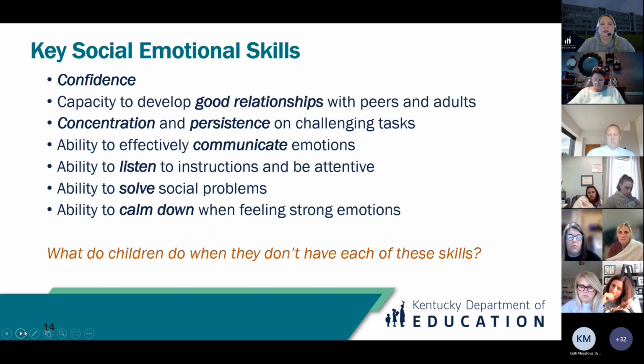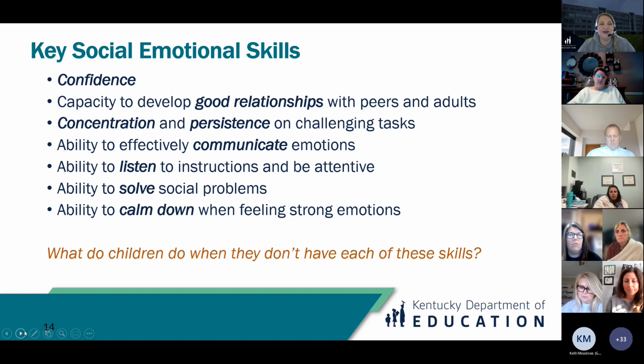There's some key social emotional skills. So I want you to think about these. And this is what the Pyramid Model brings to you. It brings confidence, capacity to develop those good relationships, concentration and persistence on challenging tasks, ability to effectively communicate. We've heard that a lot this morning. Ability to listen, ability to solve, and ability to calm down. So when children don't have these skills, what happens? Behaviors happen. When adults don't have these skills, what happens? We have behaviors too, right? If we are missing some of these social emotional skills, then we don't have the best day either. So this is a piece that really drives this work, making sure that we can teach these to our young learners.